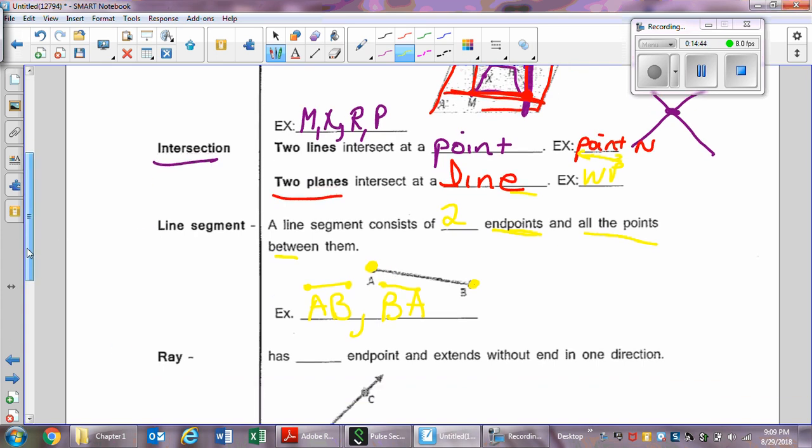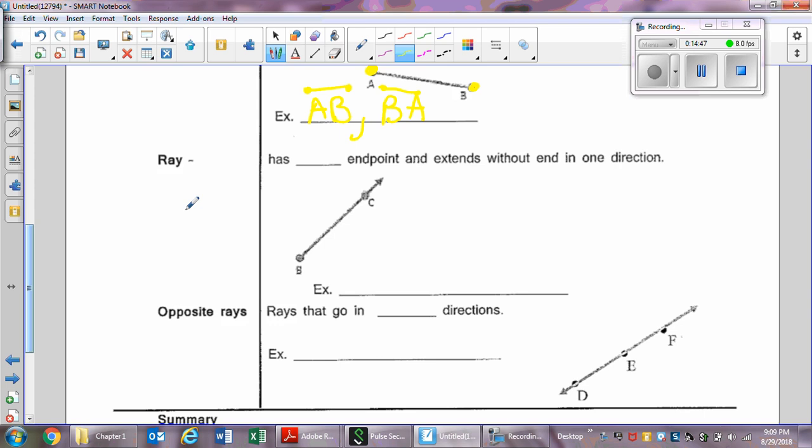Okay, so the next one is a ray. It has one endpoint. Okay, so let me use a different color because the yellow one might be hard to see. As you guys can see, it starts from B and it goes in the C direction, right? So when I write this ray, I can write BC, and the initial point is B and it's going in this direction. Or I can name it CB, but remember, since the initial point is B, I have to flip the arrow. The initial point is B, going in the C direction.